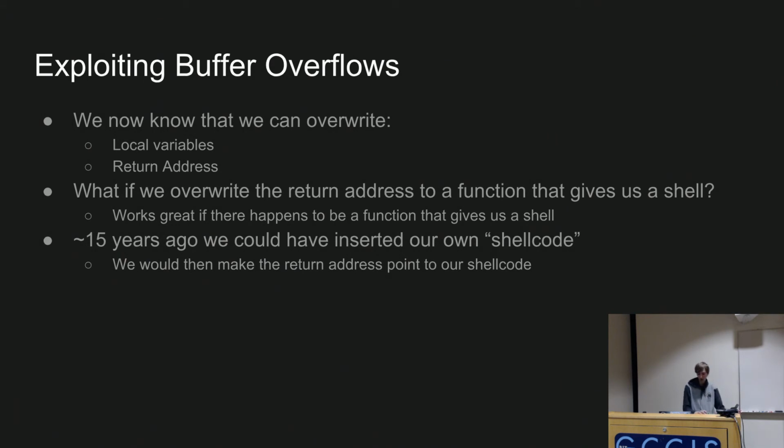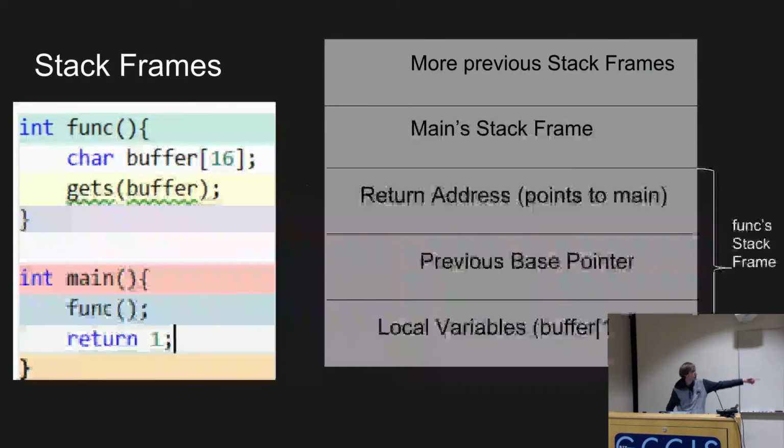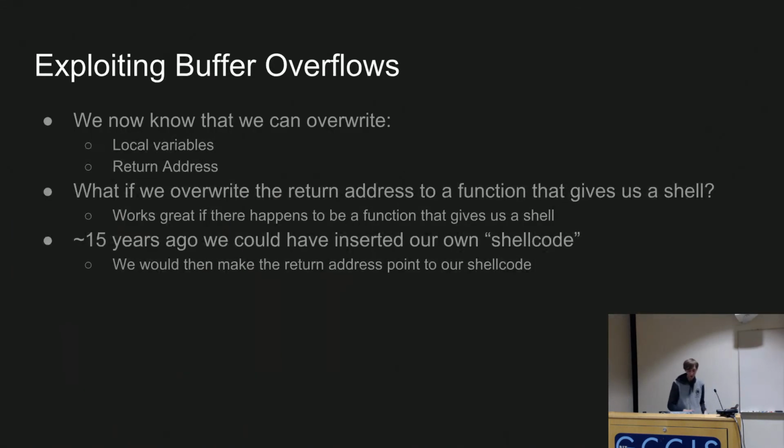So 15 years ago, what people would do is this thing called shellcode. They'd write their own assembly code, compile it to machine code, and then send their machine code. They'd overwrite the local variables with their machine code, and put their return address to where their shellcode lives. So they'd basically put in some code, and then return to the code they inserted. And this was called shellcode. But sadly, this worked like 15 years ago, and this does not work anymore.